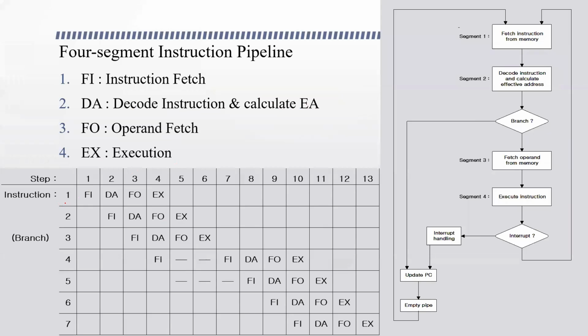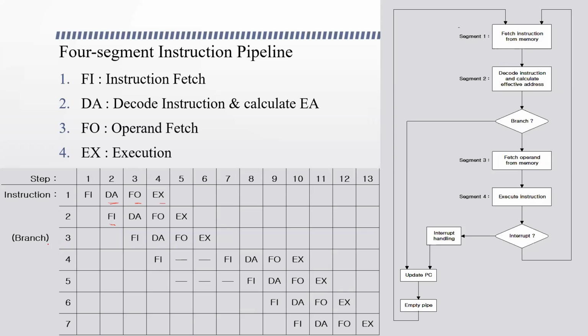So here if we take instruction 1, fetch instruction, then in the second phase it goes to segment 2. Segment 2 does the decoding of the instruction, and segment 3, fetching of the operand. Segment 4, execution. And when segment 2 decodes this, at the same time fetching of the next instruction can be done. So this way, parallelly, different instructions are executed at the same time.